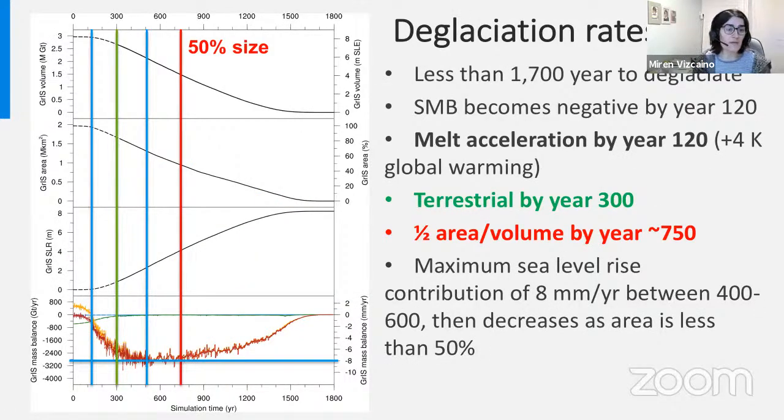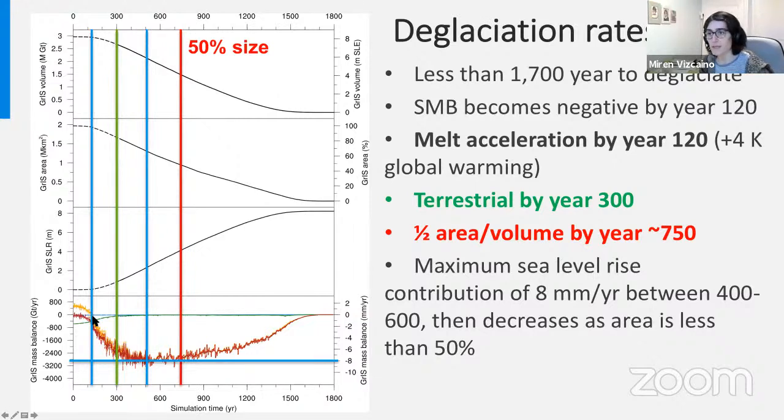Okay. Now here you have time series of the main variables of interest: the volume, the area, the sea level rise, and here the components of the mass balance. So here you can see rates of deglaciation. Maximum deglaciation rates are between year 400 and 600 approximately, but as the ice is losing mass, there has to be a maximum contribution to sea level rise that is related to how much mass is left. So from year 700, more or less, when the ice sheet has 50% of the original size, the deglaciation rates decrease. The yellow line here is the SMB.